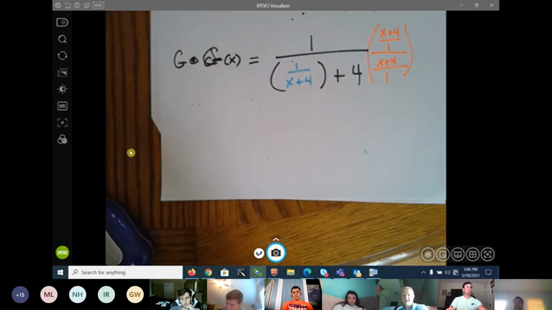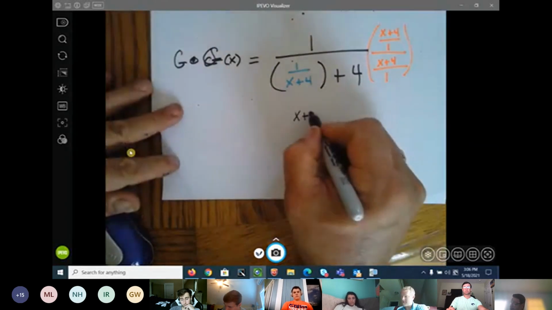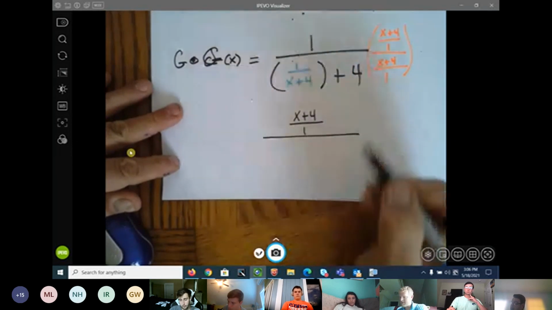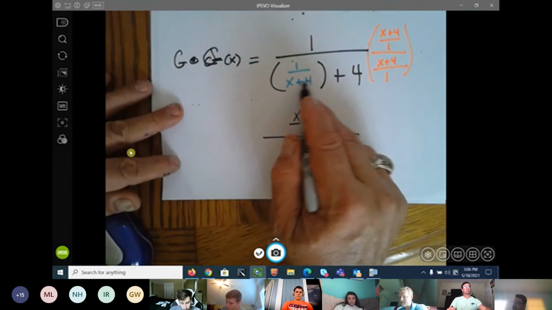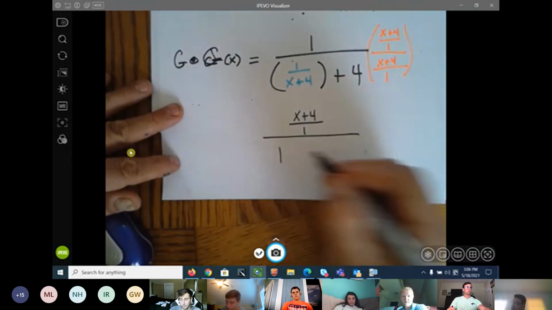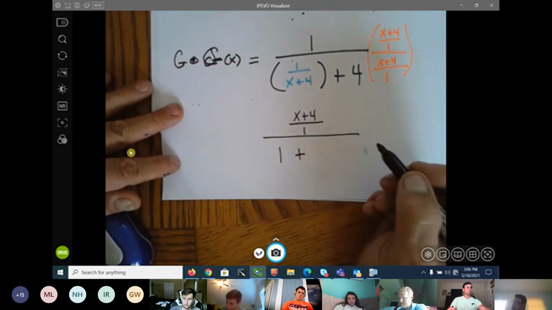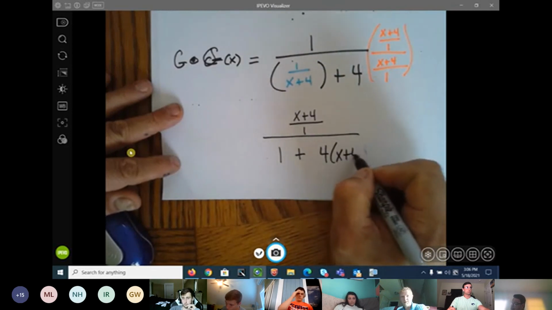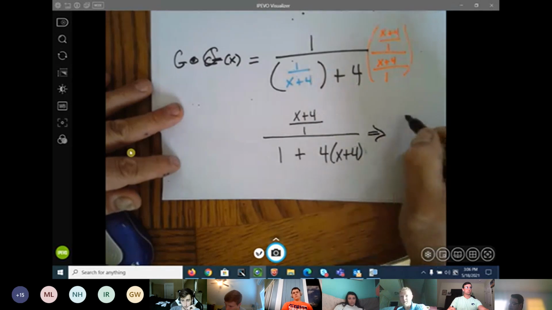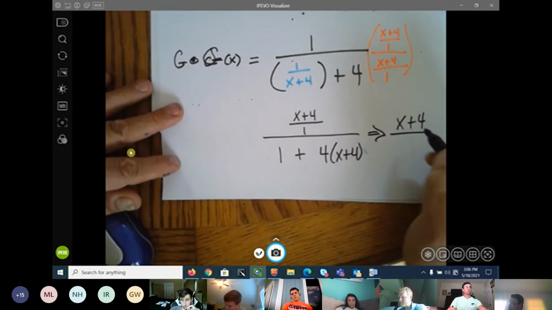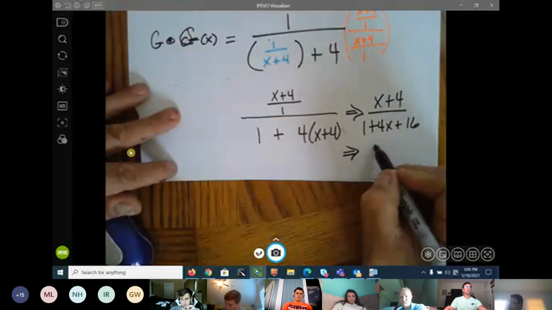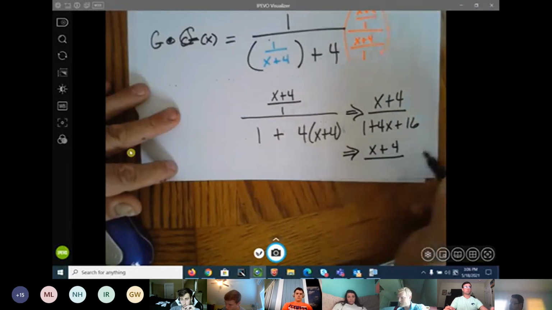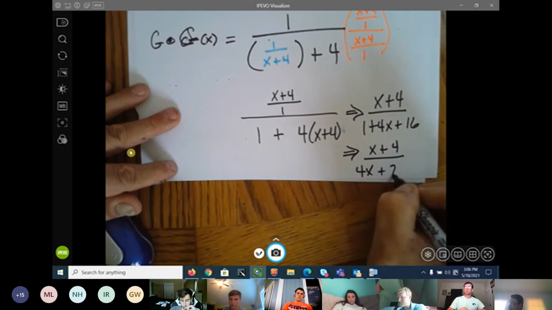So that's going to give us x plus 4 over 1 over x plus 4 over 1 over x plus 4 is equal to 1 plus 4 times x plus 4. And that's going to give us x plus 4 over 1 plus 4x plus 16. And that's going to give us x plus 4 over 4x plus 17.